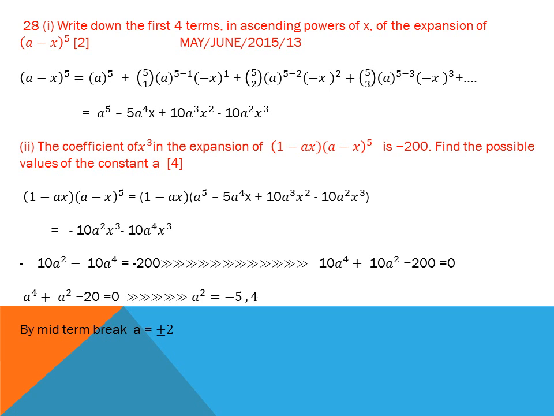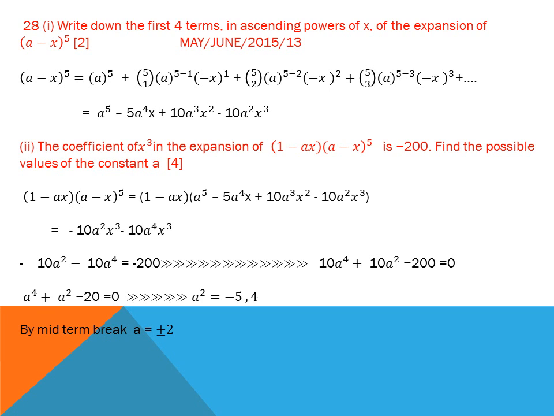So the coefficient of x cube is minus 10a square minus 10a power 4 is equal to minus 200. When I simplify this, it will become 10a power 4 plus 10a square minus 200 is equal to 0. I take 10 common, so a power 4 plus a square minus 20 is equal to 0.